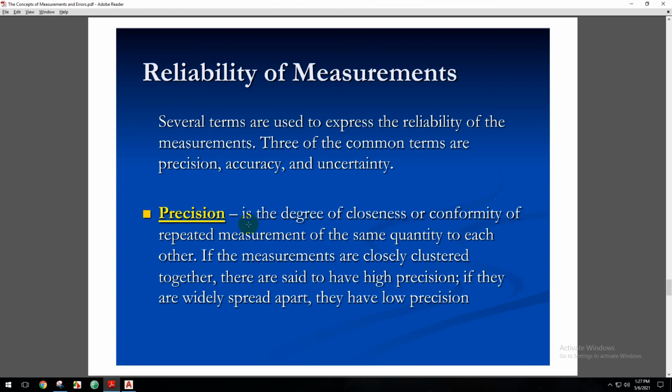So reliability of measurement. So several terms are used to express the reliability of the measurements. Three of the common terms are precision, accuracy, and uncertainty. So sa surveying one ninyo, I know si precision and accuracy gabalik-balik ra ni siya. I don't know if kailan mo ni uncertainty. So again, review lang ni kay I know gi-discuss na ni siya. So precision is the degree of closeness or conformity of repeated measurements. So kung unsa ka duol magbalik-balik ang imuhang measurements.